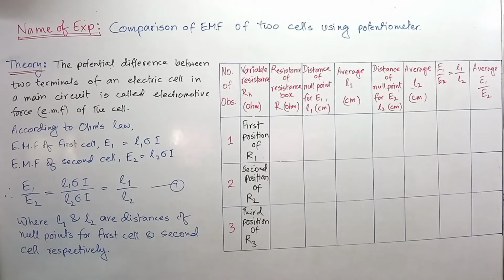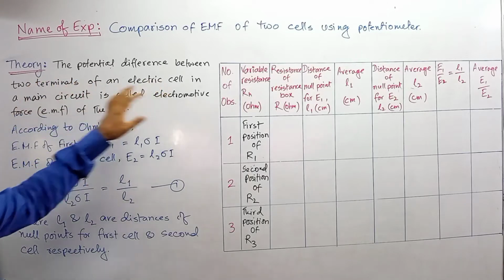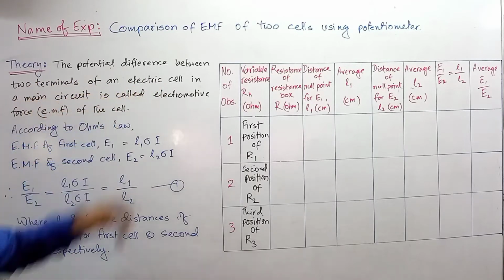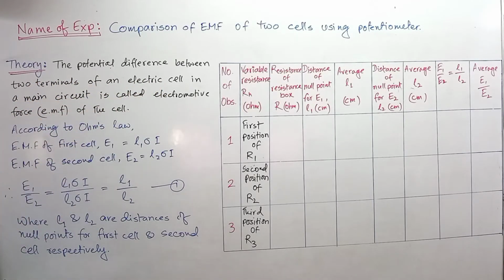By the definition we can clarify what is EMF. The potential difference between two terminals of an electric cell in a main circuit is called electromotive force or EMF of the cell. Dear student, according to Ohm's law, you know EMF or potential difference are the same thing.